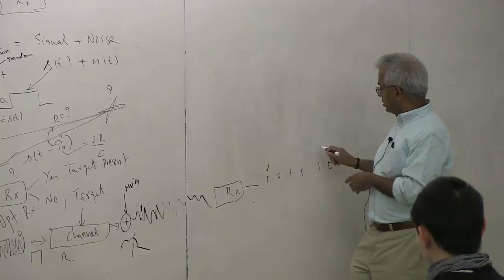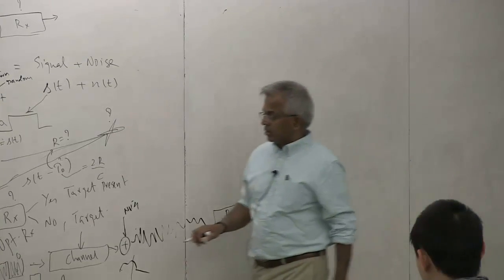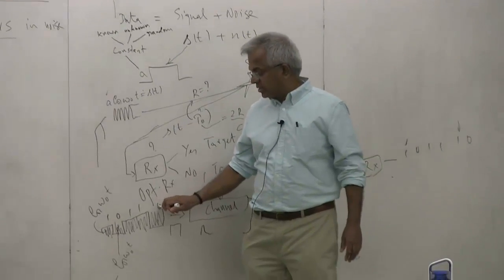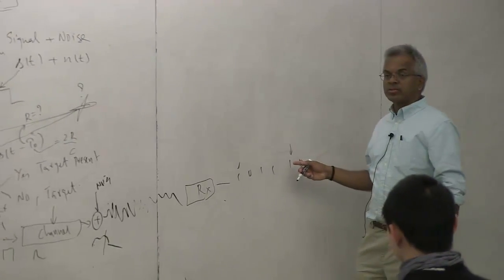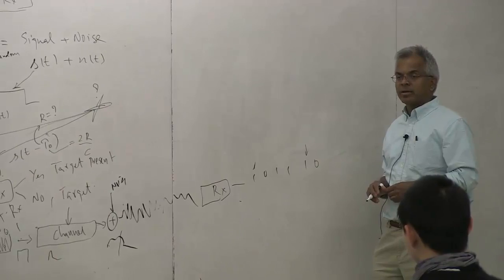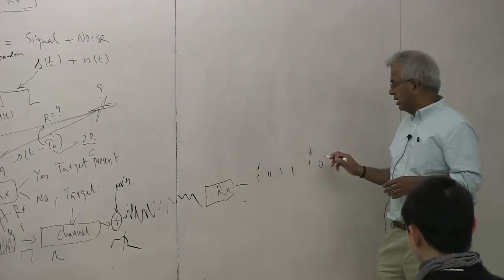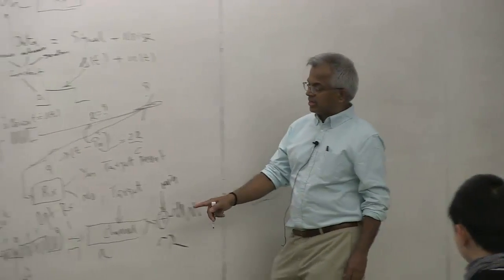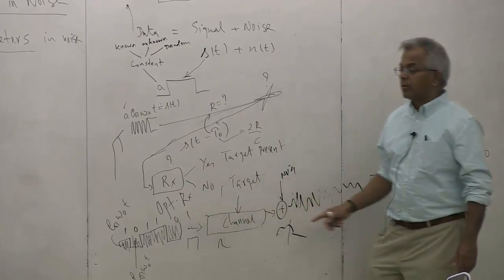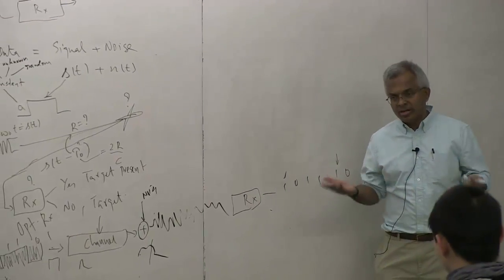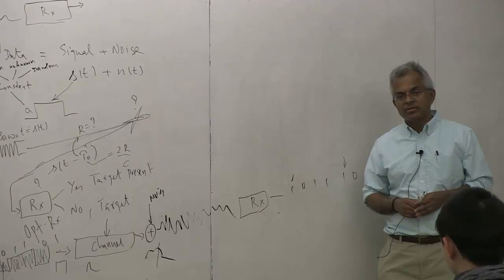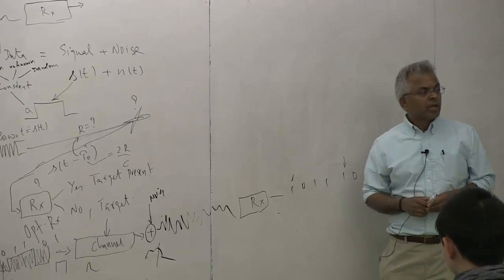Whereas here, when target is absent, you are saying target is present. So that's one type of error. And here, when target is present, you are saying target is absent. So that's a different kind. Both are errors, but different kinds of errors. That's a miss, right? You're right.